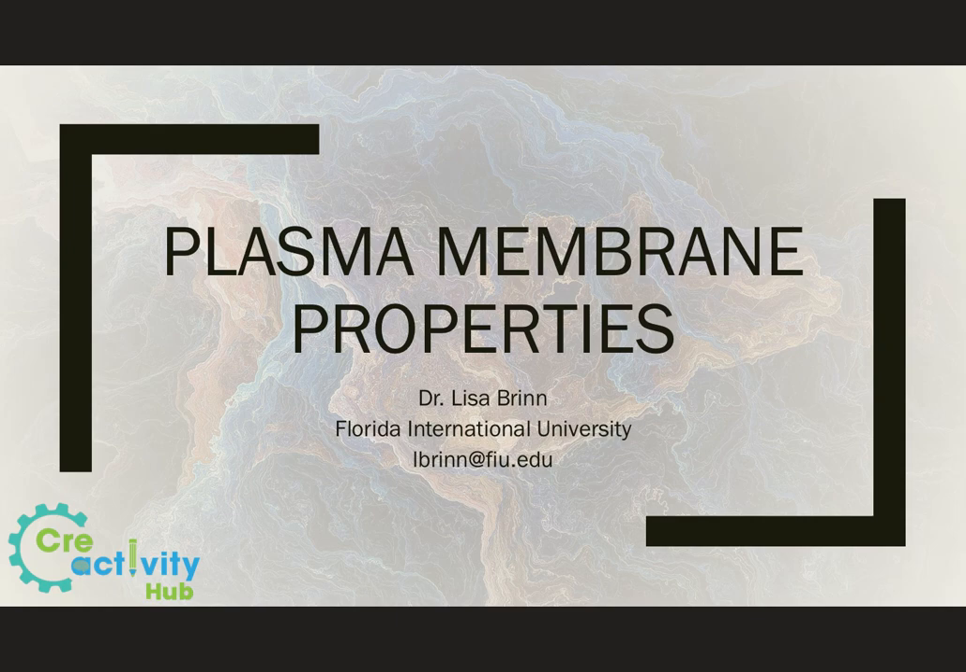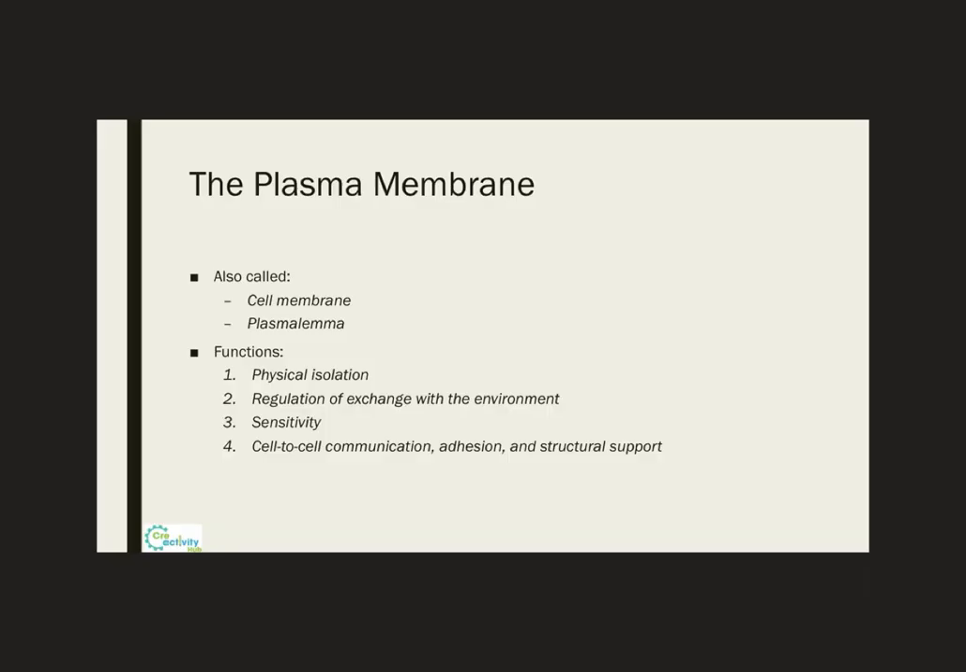Hello everyone, for this video recording, we're going to be talking specifically about the plasma membrane properties. We have seen that the outer boundary of a cell is the plasma membrane, which can also be called the cell membrane or even the plasma lemma. It is extremely thin and delicate and has four main functions: the physical isolation, the regulation of exchange with the environment, sensitivity, and cell-to-cell communication, adhesion, and structural support.